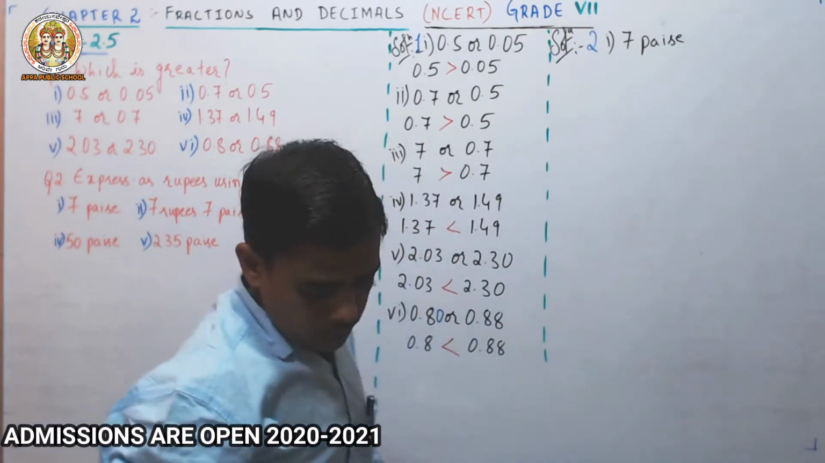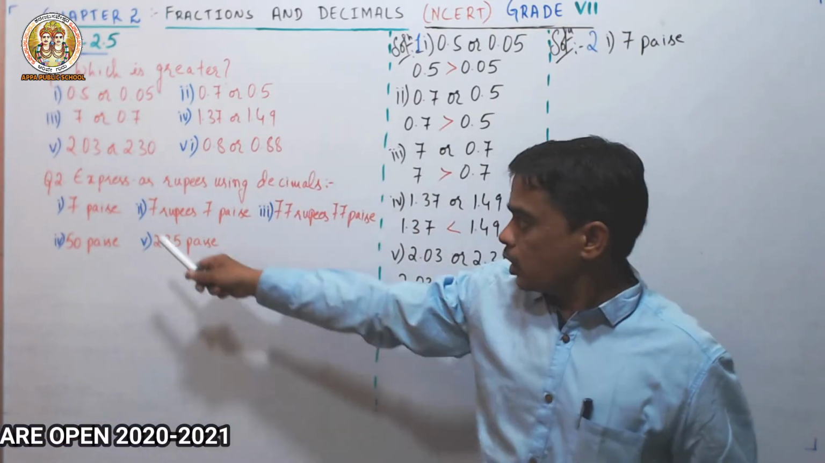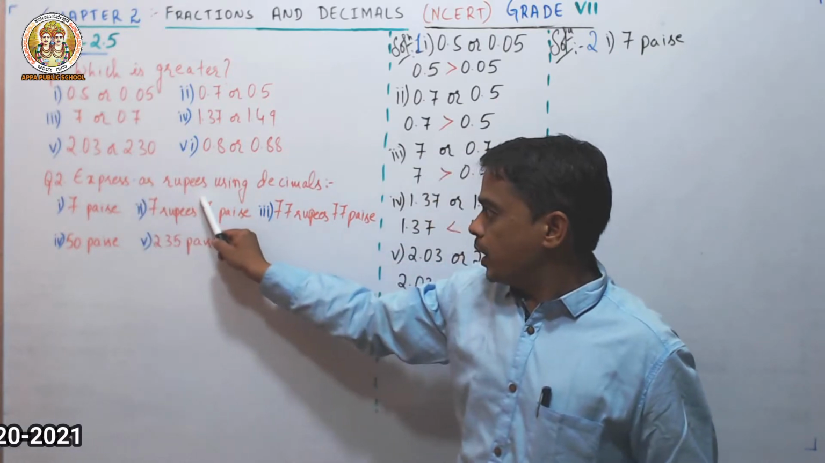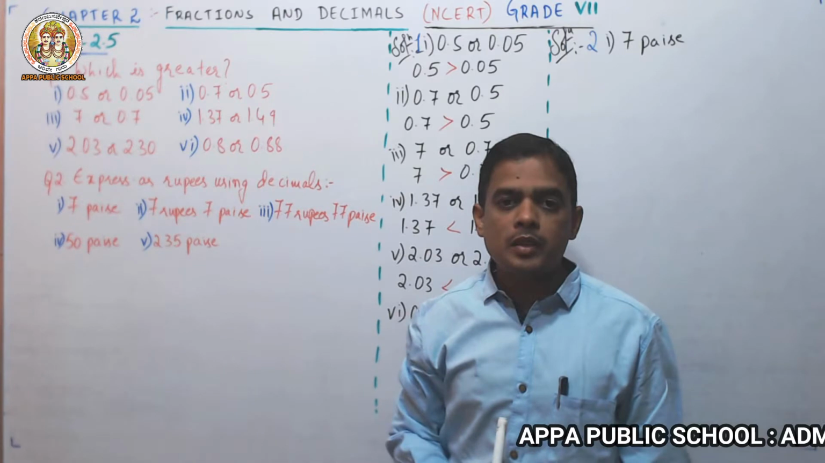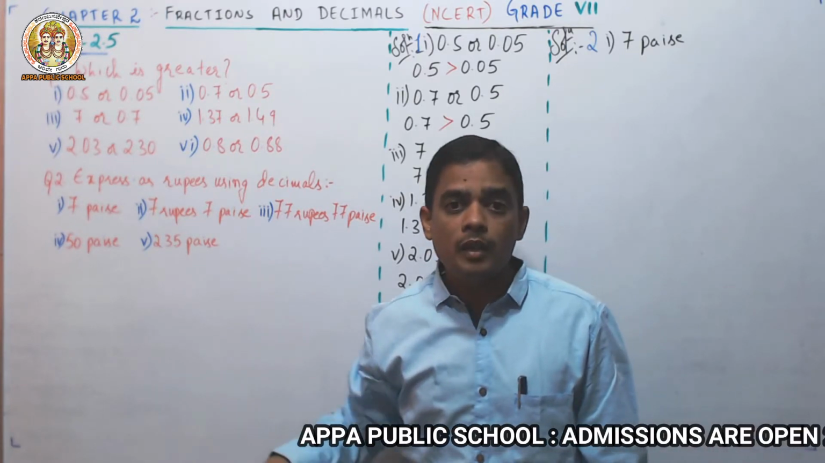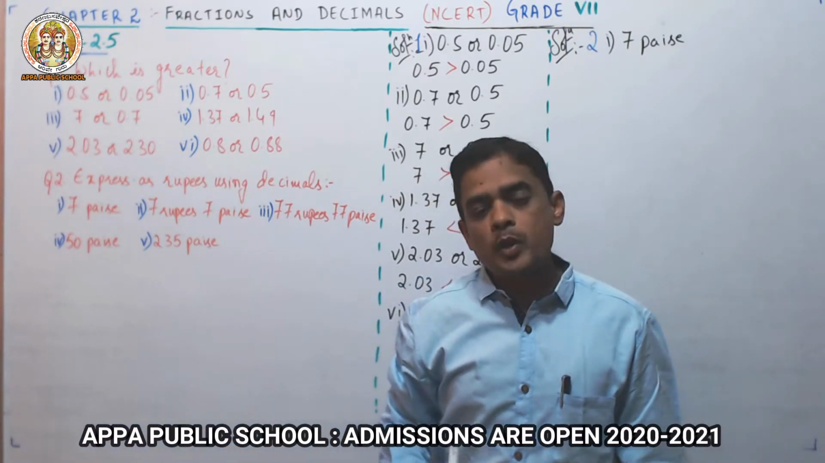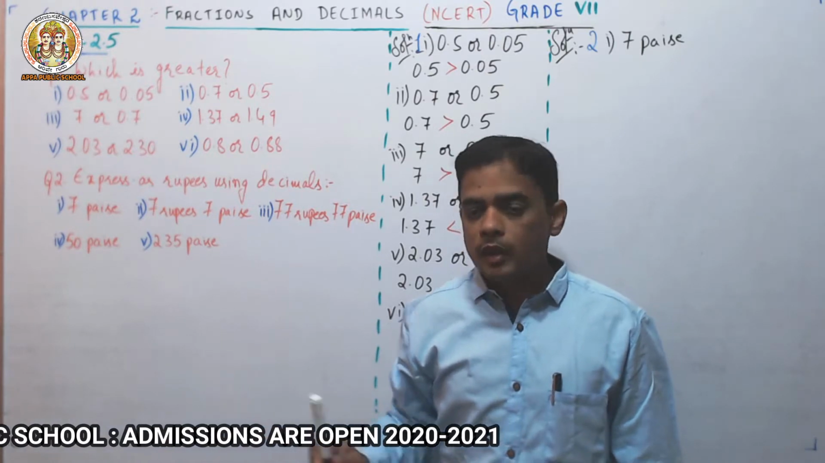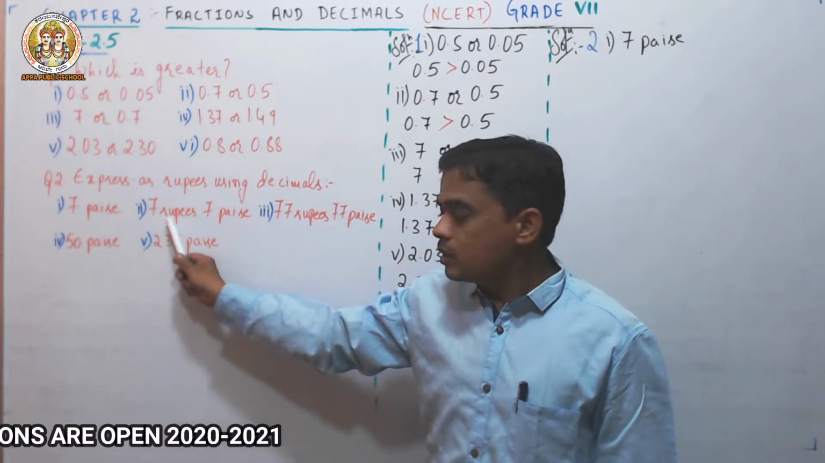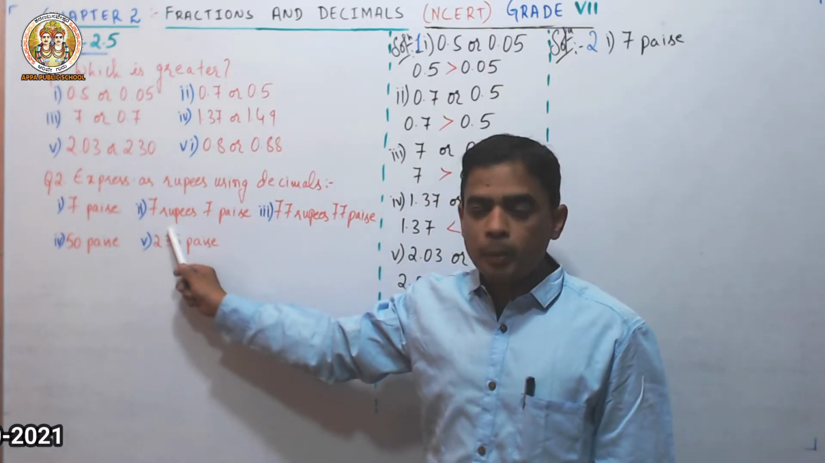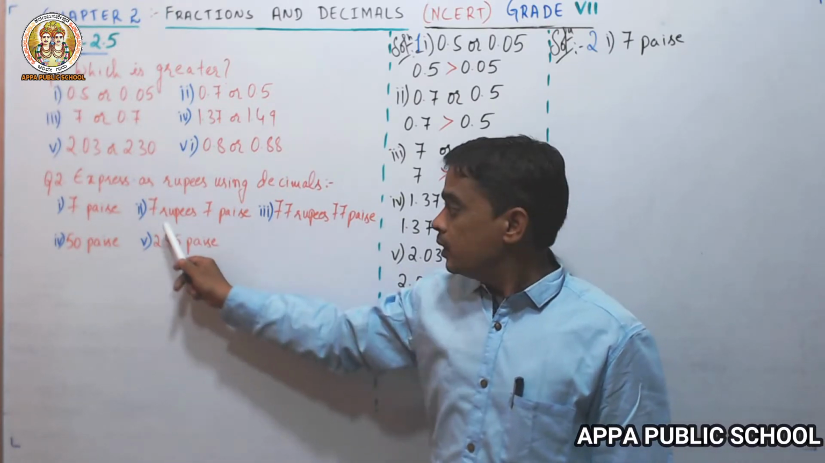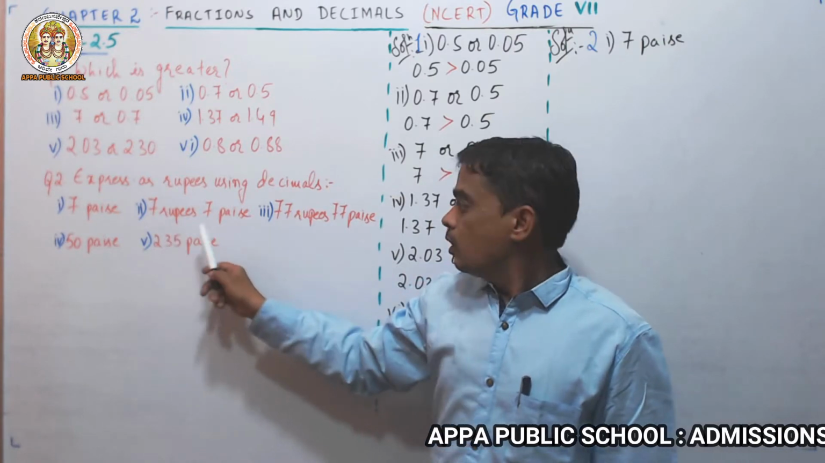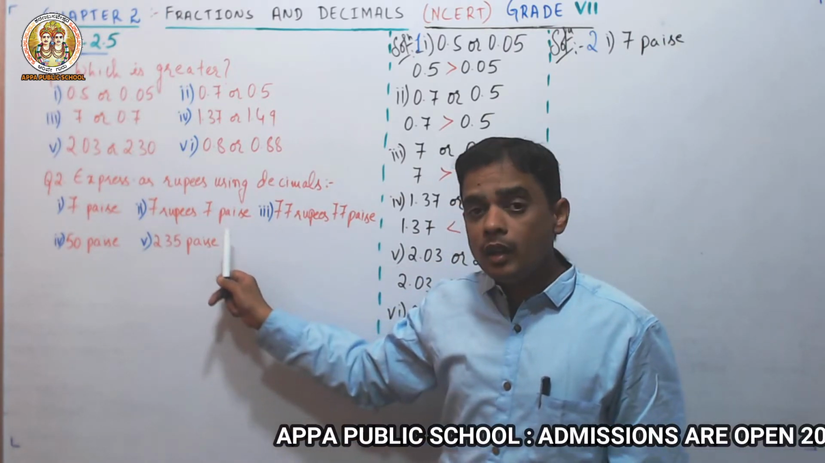Right? Okay. See here, what is the question? The question is express as rupees using decimals. So we have to express as rupees, means you have to convert the given paise into rupees. Suppose if in the question he has given rupees only, keep it as it is. For example, in the second bit, he has given one in rupees and the other in paise. For this one, 7 paise, you have to convert it into rupees.